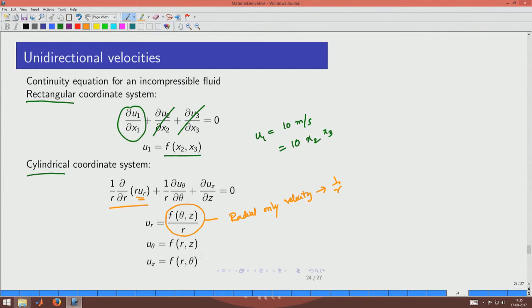Similarly, the second and third terms will allow the velocities to be of any functions. So, if you took, for example, the z velocity, if you have a cylinder situation and this is the z direction, this is the r direction, then this kind of velocity can be any function of r and theta. It will satisfy the continuity equation.